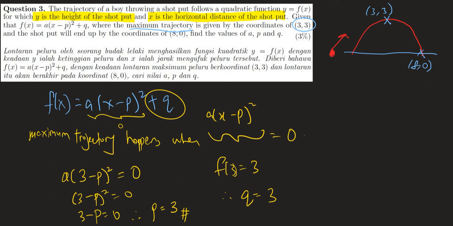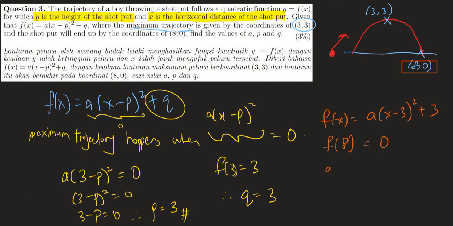So now that we have p and q, we can try to find a. I'll put it in the function. I know f(x) is a(x minus 3) squared plus 3. I know these things. Now I need to find a. So I'm given another point. I can use this to find a. I know it passes through (8, 0). So f(8) must be equal to 0. This is another piece of information that the question gave me, I can just use this.